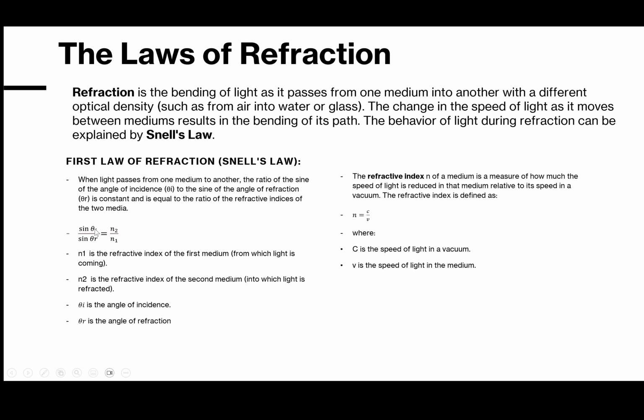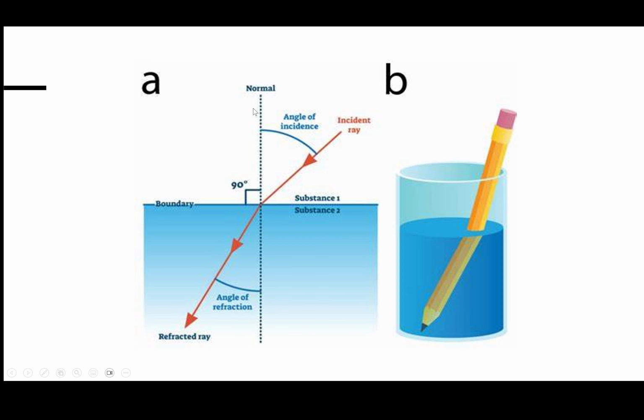Sine theta i over sine theta r is equal to n2 over n1. n1 is the refractive index of the first medium and n2 is the refractive index of the second medium. The refractive index is found by taking the speed of light and dividing it by the velocity of light through that medium. So it's something like that.